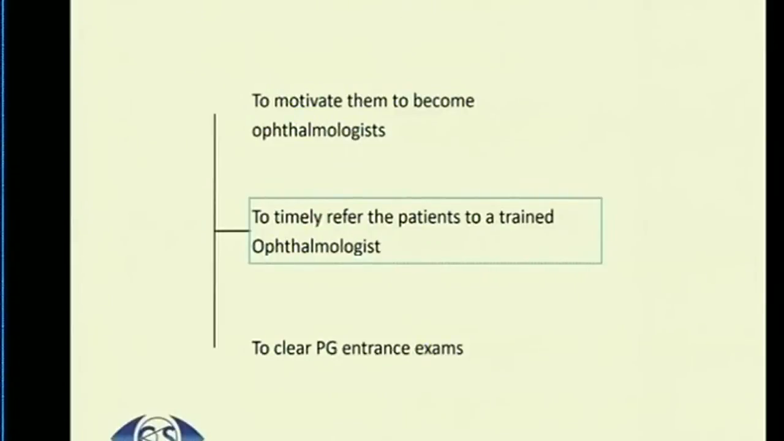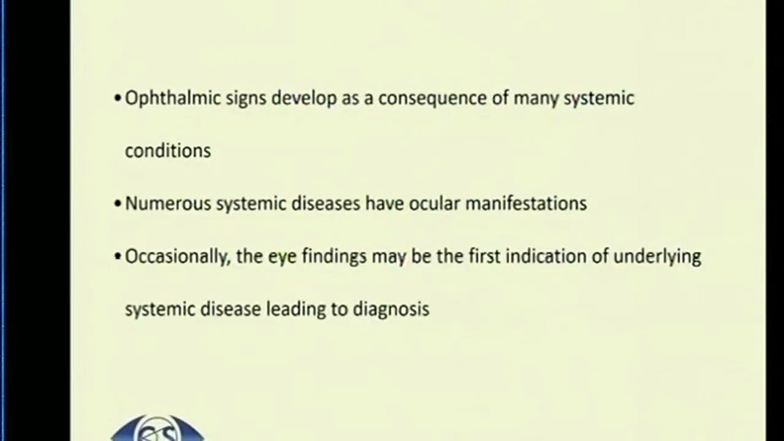Now the second important thing which you were just referring to is the timely referral of a patient to a trained ophthalmologist. That is not done. There are ophthalmic signs that need to be told to all MBBS people, as a consequence of many systemic diseases. There are ophthalmic signs which need to be looked at, and there are numerous systemic diseases that have ocular manifestations.